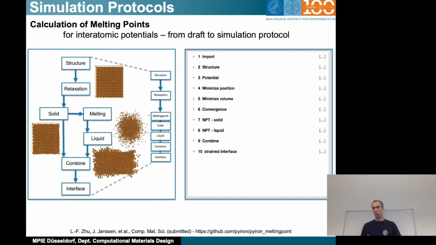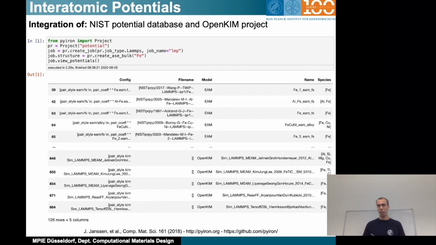You have the same steps in your Jupyter notebook, and it's really a one-to-one match. And just to briefly show this, the integration of the NIST database or the OpenKIM database: as soon as you assign a structure, so here I create a project, which can be identified as like a folder. I create a calculation object with the LAMMPS job here. I assign the structure, I use the iron structure, and then I just call view potentials, and I get 126 potentials that I can iterate over, right? So all the databases are integrated, really accelerating the workflow.